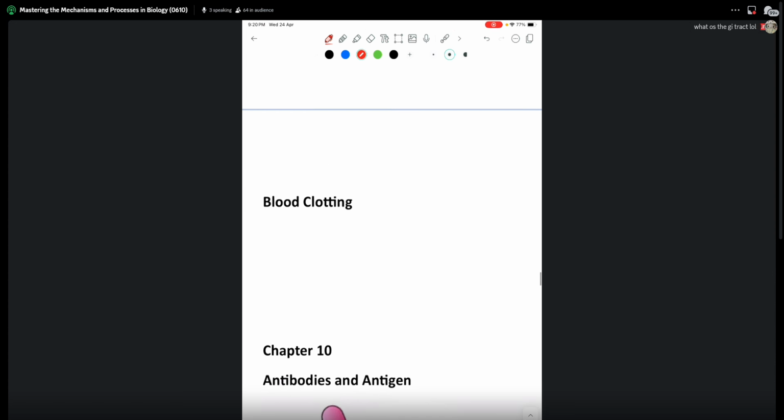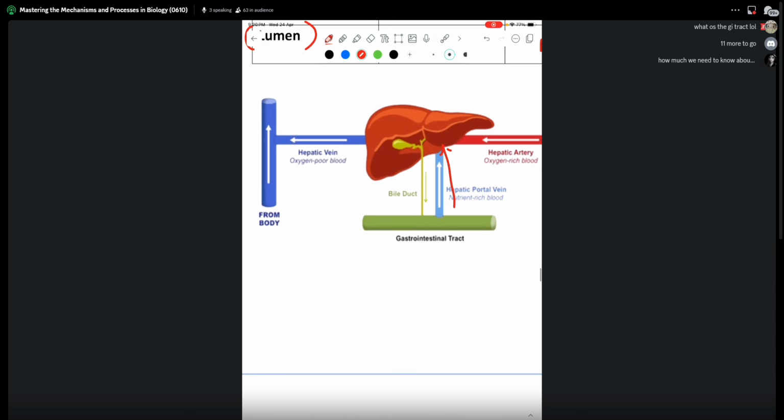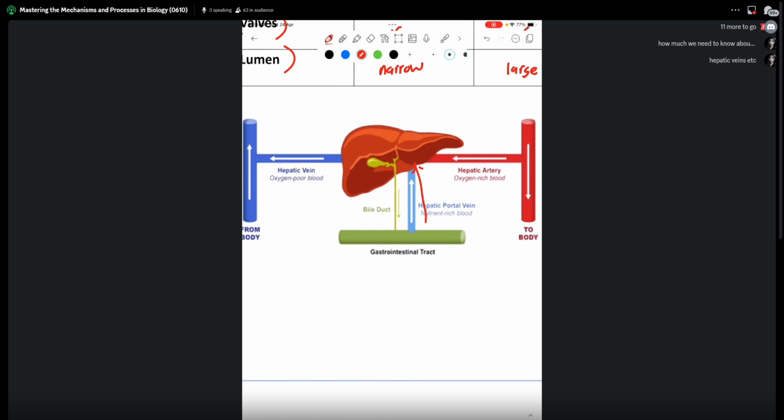Okay. GI tract or gastrointestinal tract is basically the entire digestive system. You learned the alimentary canal. That's the GI tract. How much do you need to know about that? Just know what a hepatic portal vein is. Just need to know what a hepatic portal vein is.